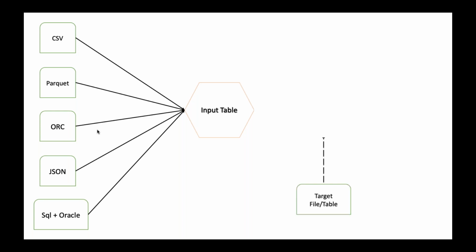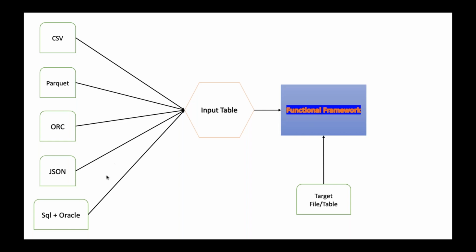Now there could be some target table that we have, that is the ultimate source for us. It could be a file or table format. We can get that data using some SQL query or maybe some Spark read API call. And then we already have the functional framework. So we will trigger the functional framework, and then it will automatically create or execute the test cases.